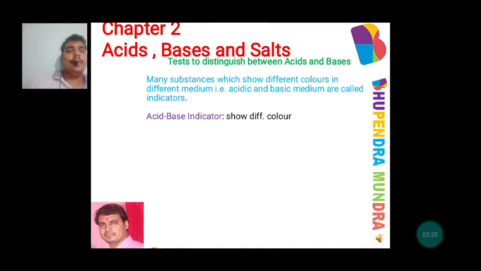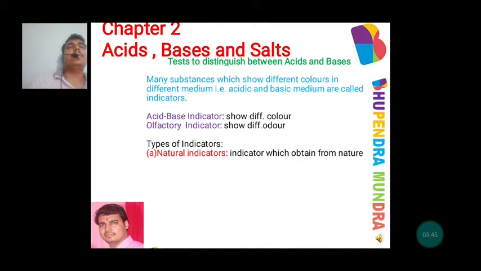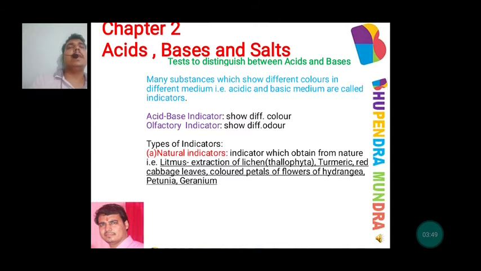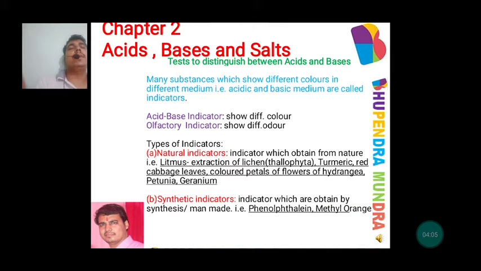According to their property, indicators can be classified as acid-base indicators, which show different colors, and olfactory indicators, which show different odors. Types of indicators are: natural indicators, the indicators obtained from nature. Examples are litmus, an extract of lichen from the thallophyta group, turmeric, red cabbage leaves, and colored petals of flowers like hydrangea, petunia or geranium. Next, synthetic indicators, the indicators obtained by synthesis or man-made. Phenolphthalein, methyl orange, thymol blue are examples of synthetic indicators.